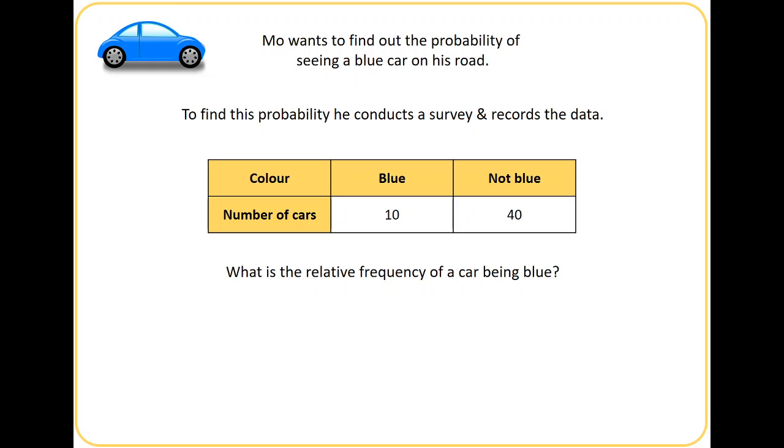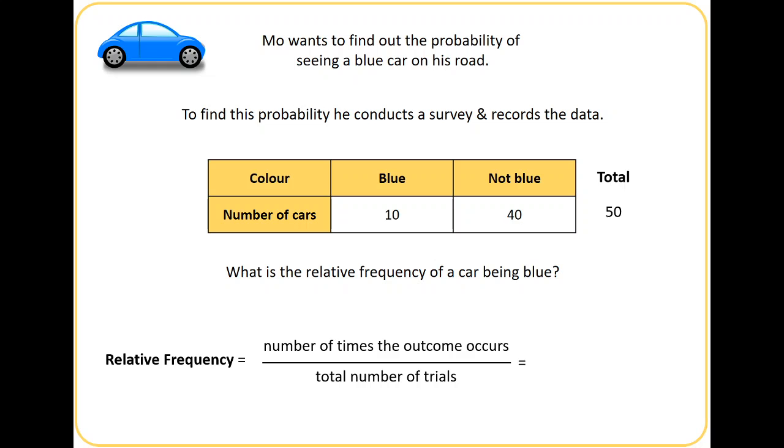So first of all, how many times was the car blue? It was 10. And how many cars were there altogether? There was 50. So relative frequency is the number of outcomes occurred, which is 10, over the number of trials. There was 50 cars altogether. So that's 1/5 or 0.2. Can you make sure you've got that down, please?